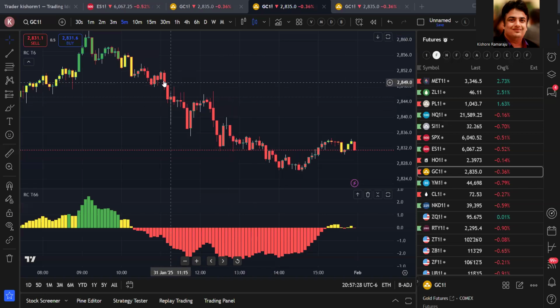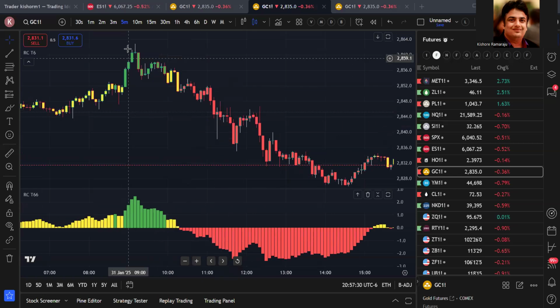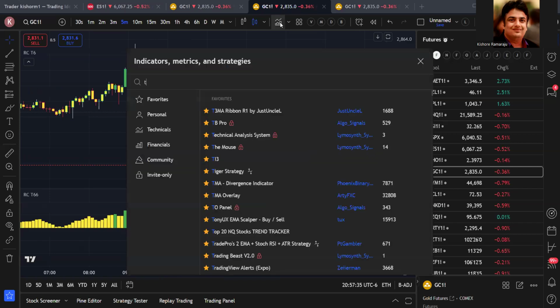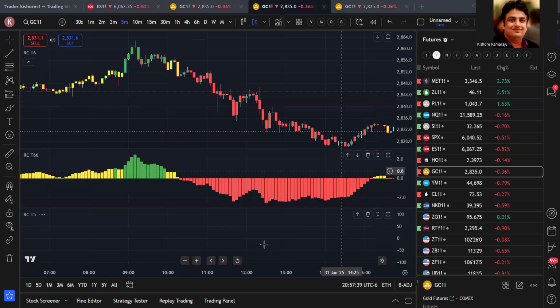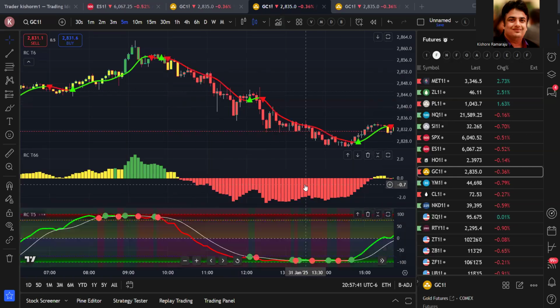So only when you see a clear red one. Again, you can always use something like T5 as a confluence. If your T5 is red, this is red, this is red, here this is red, the candles are red. Now you have a perfect confluence.